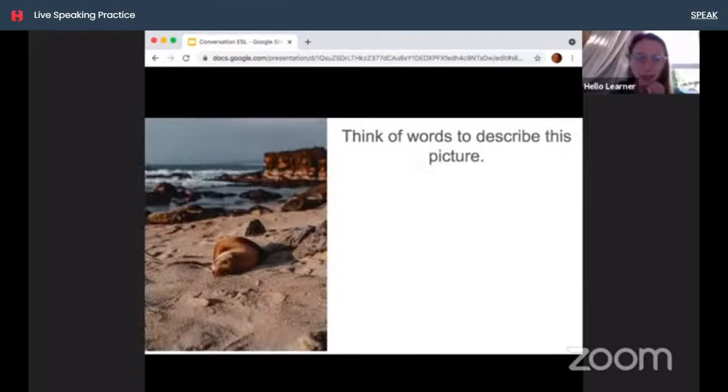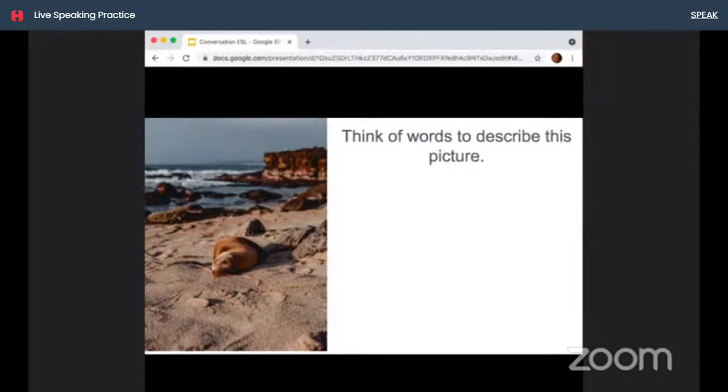So this is the first picture. It's quite a cute picture. It's a little animal resting on the sand. So what kind of words can you think of to describe this picture, or phrases or verbs? What is the animal doing? Does anyone know the name of this kind of animal? Has anyone seen one before?